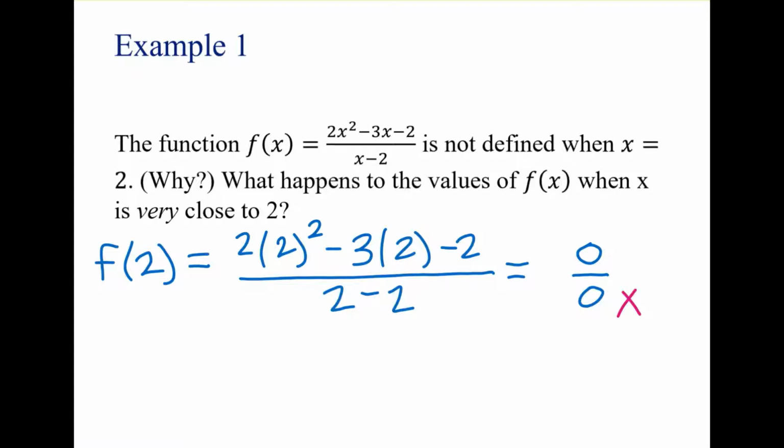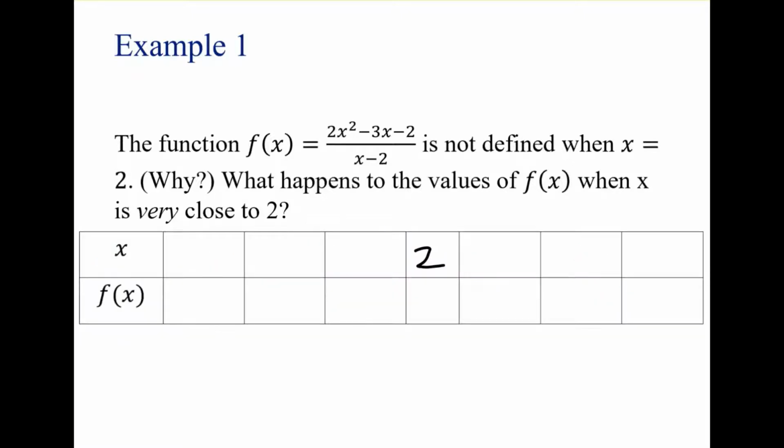So although at 2 we are not defined, let's look at what happens close to 2. We will use a table of values to look at the behavior around 2. The point of interest is 2. Now let's find some values to the left of 2. A value close to 2 would be 1.9.